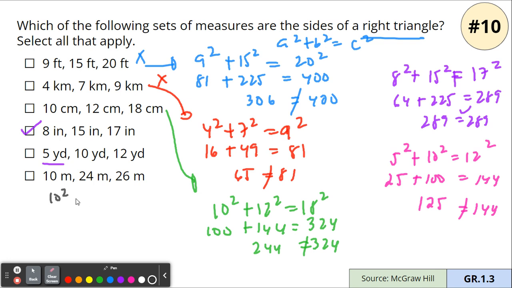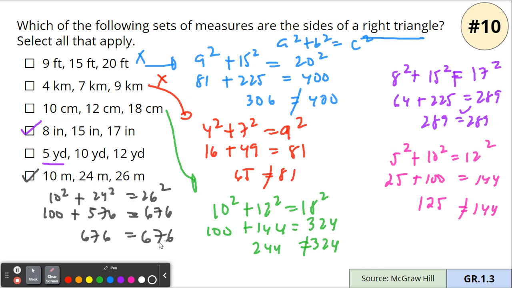We have 10 squared plus 24 squared. Is that equal to 26 squared? So 100 plus 24 squared is 576, and then 26 squared is 676. And I think we have another right triangle. 676 is equal to 676. That is correct. So again, do not be disappointed because we have a calculator that will help us to solve this one. All you have to do is press it in your calculator.